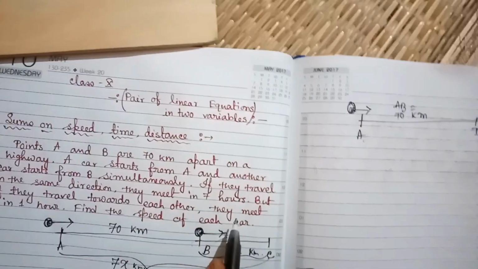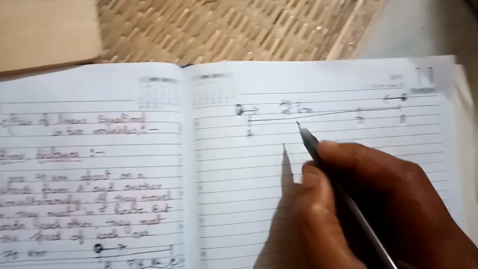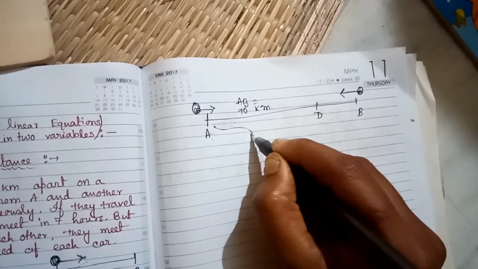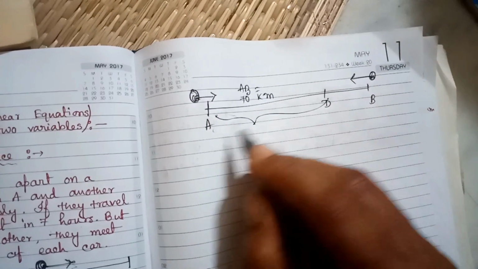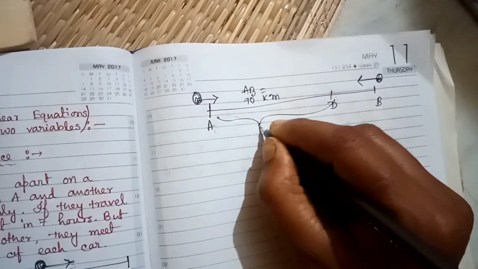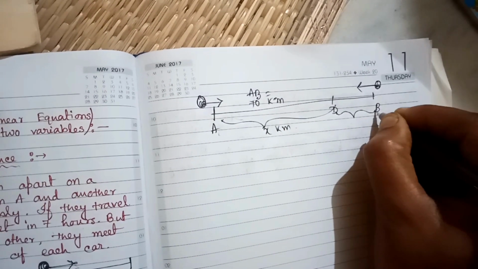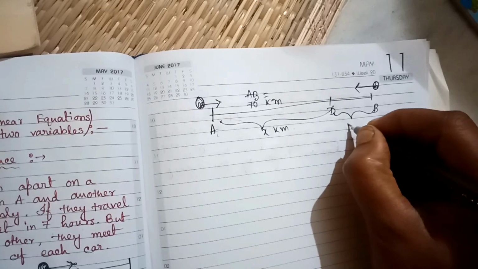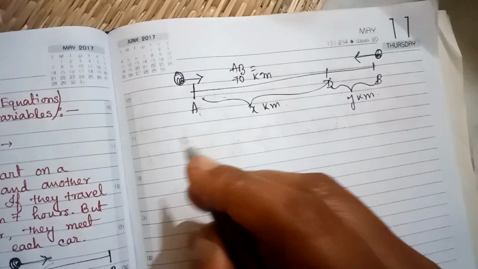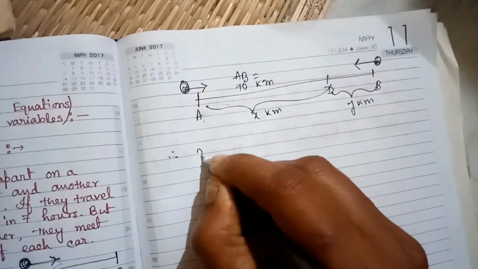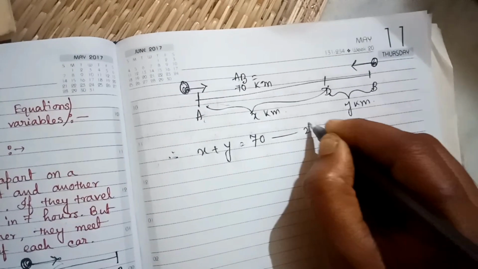Now in the question it is told that if they travel towards each other, they meet in 1 hour. That means this is the covered distance by the first car in 1 hour, that is x kilometer, and this is the covered distance by the second car in 1 hour, that is y kilometer. So from the figure we can say x plus y equals 70, and that's equation number 2.